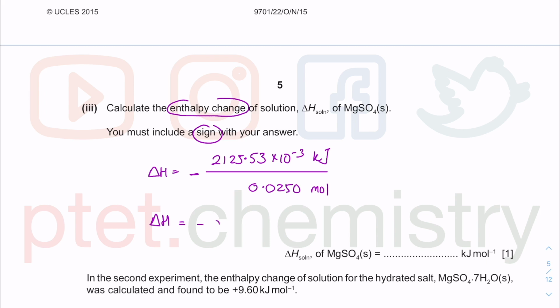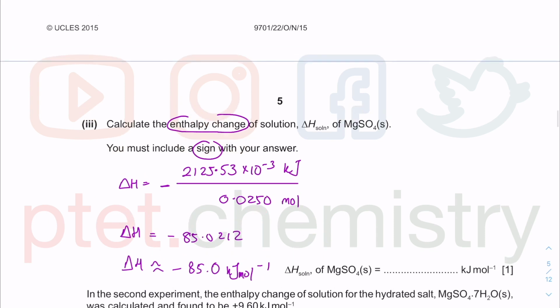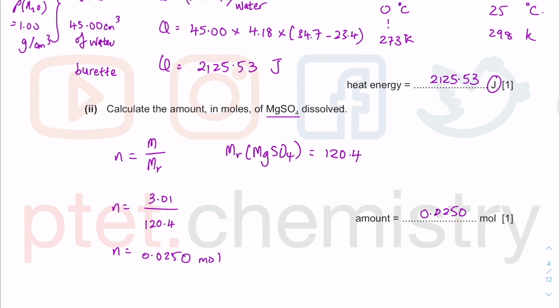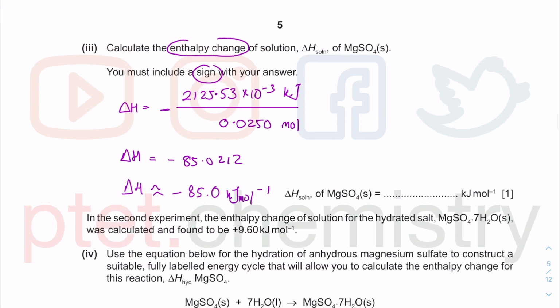I get minus 85.0212. Too many significant figures. I would say 3 or 4 significant figures would be alright, because earlier the volume of the water used was 4 significant figures, but you also had these masses and the mole that we continued from these masses of the solid. They were all to 3 significant figures. Appropriate number of significant figures, 3 or 4 would be okay. 2 significant figures, not very okay. Sign, value, and unit there.